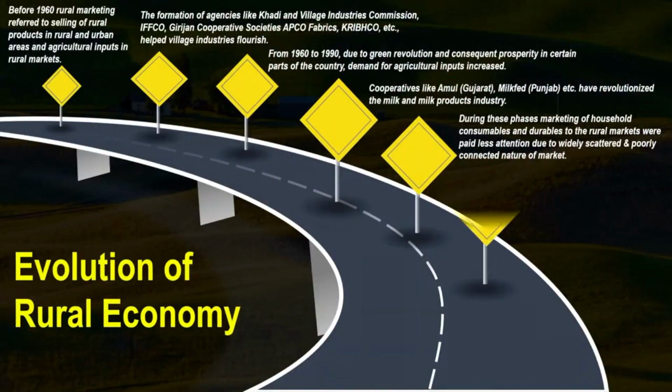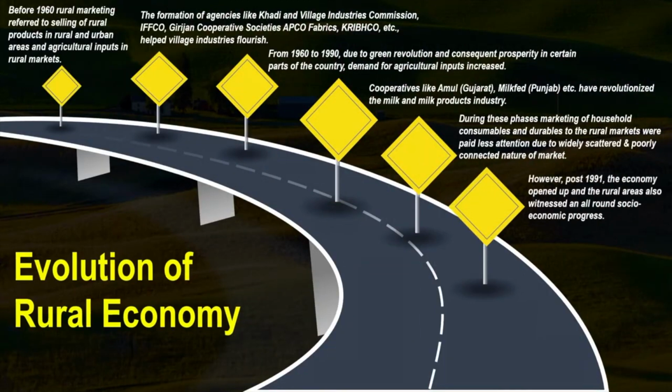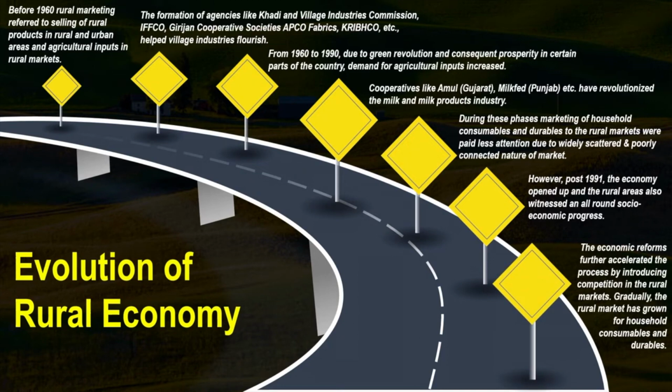However, post 1991 the economy opened up and the rural areas also witnessed an all round socio-economic progress. The economic reforms further accelerated the process by introducing competition in the rural markets. So, people even in the rural areas had a choice now for the first time which product to buy, which to reject. They could analyze and assess and then adopt a product.